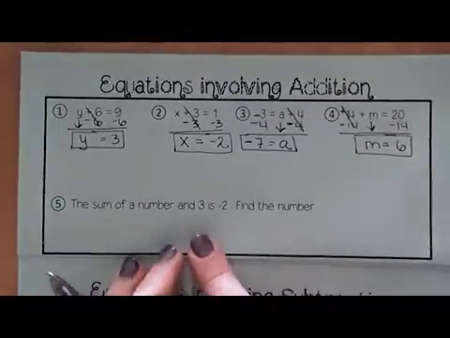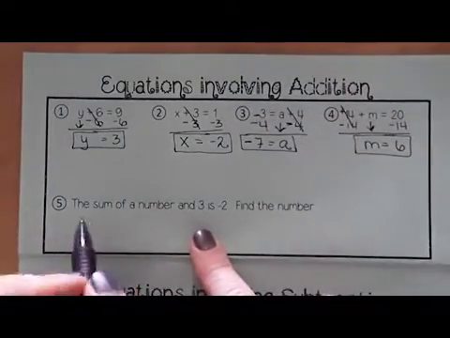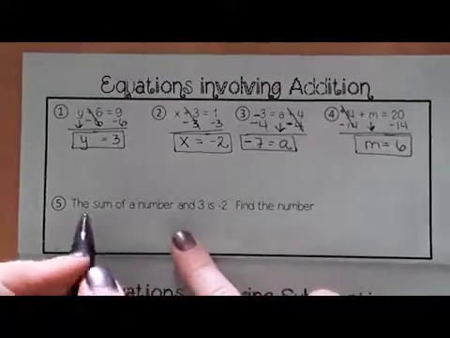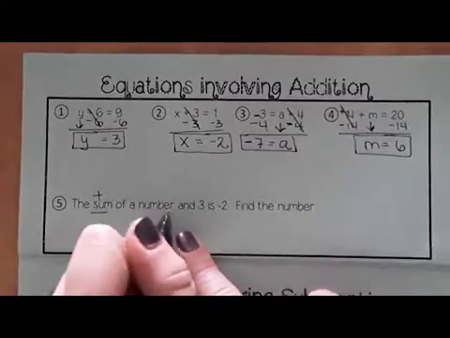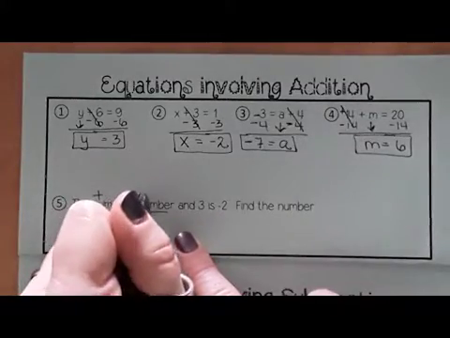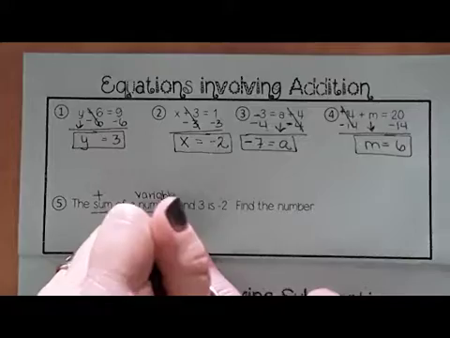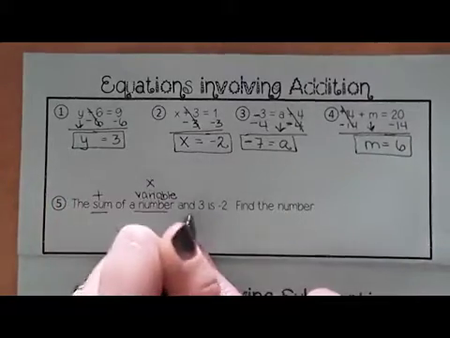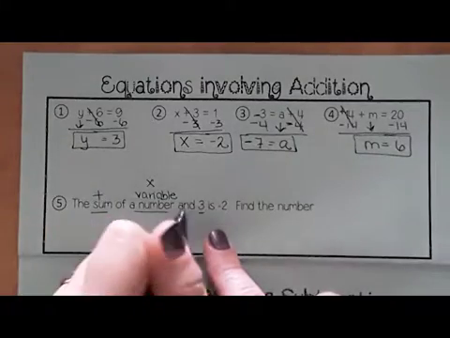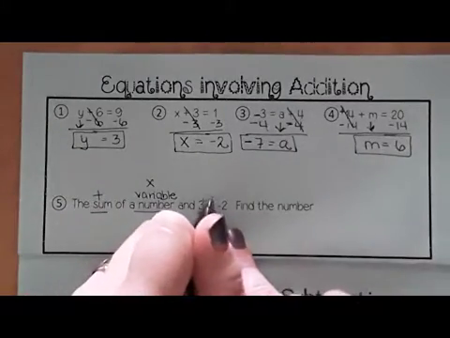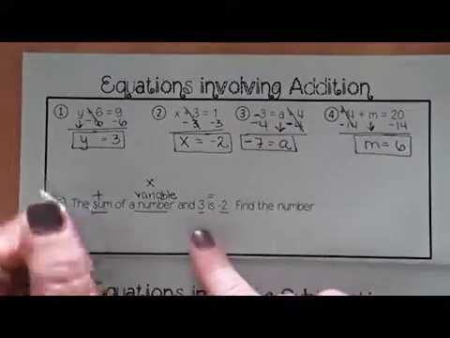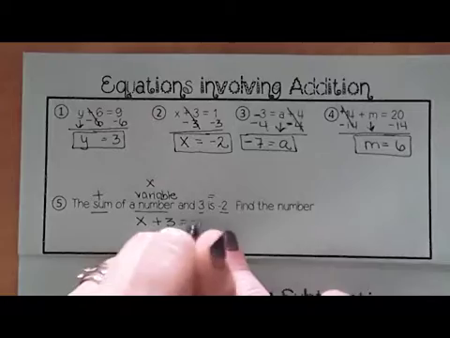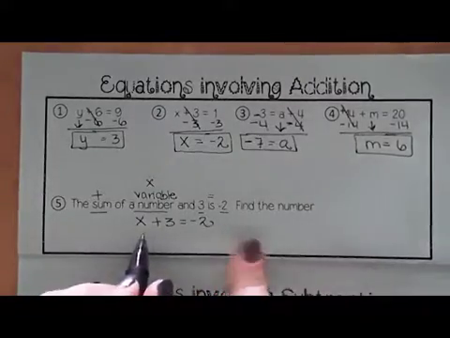Okay? Let's look at this word problem. The sum of a number and 3 is negative 2. So the word sum is add. The word number means that we're talking about a variable. In this case, guys, you can pick any letter or variable that you want. I'm going to use x and 3. So they're saying that x plus 3 equals, the word is, negative 2. So we're going to write it out. x plus 3 equals negative 2. I want you to solve that.